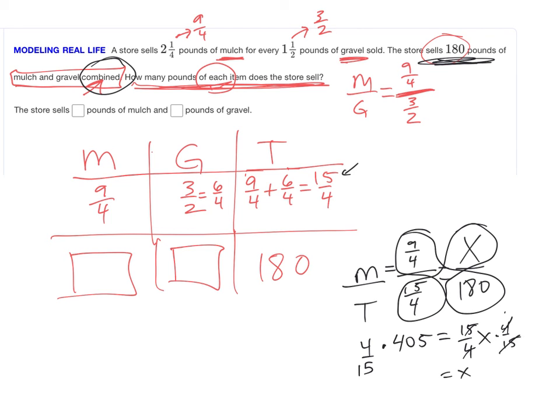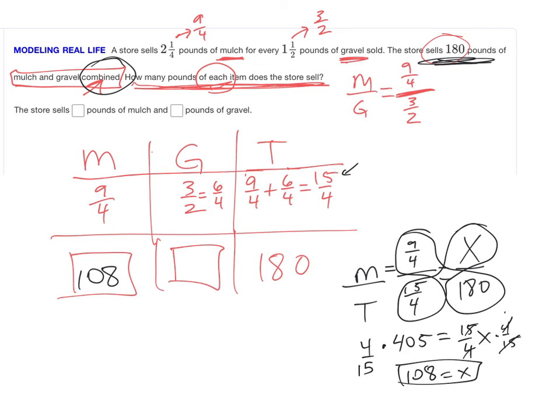So I am going to use my trusty calculator here because of time. If you're having trouble with how to do this with fractions, please let me know. And that would be 108. So I just figured out mulch is 108.